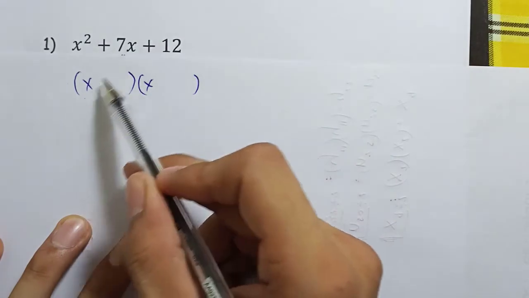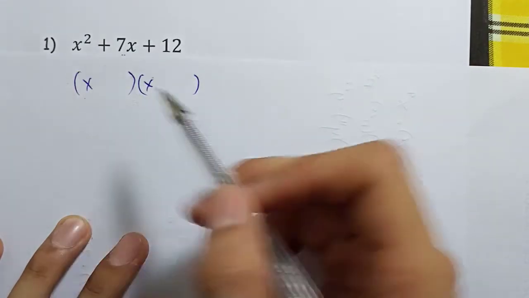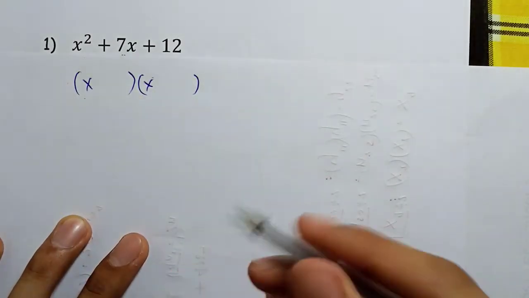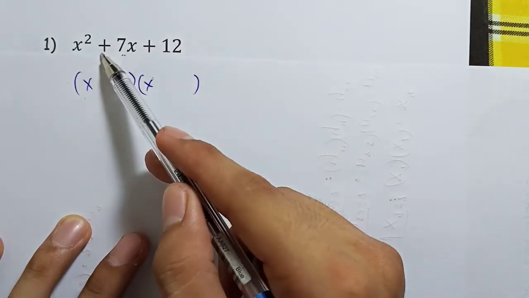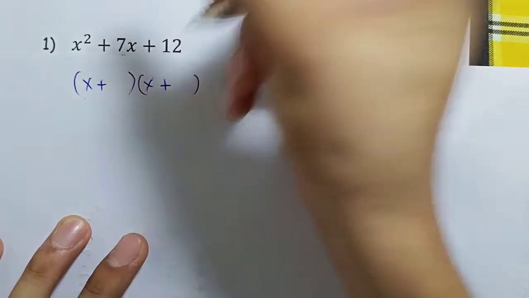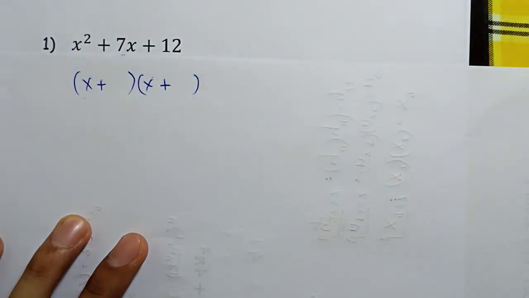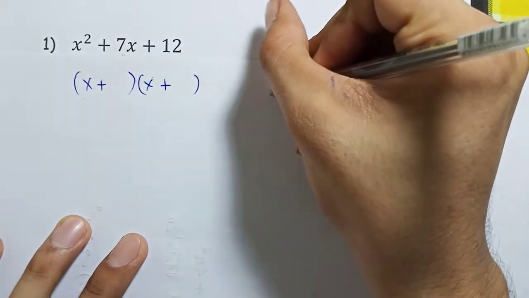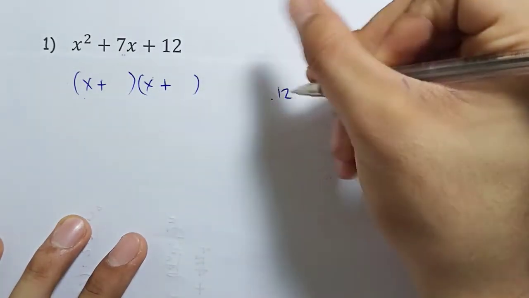Kasi x times x is x squared. Then, isipin mo lang, tingnan mo muna yung sign nila. Yung operation, plus, plus, so alam mo na parehas addition. Then, ang natitira na lang is yung factor ng 12 na ang sum ay 7. So, pwede ka magsalit dito ng 12.